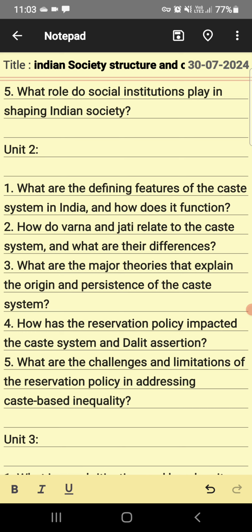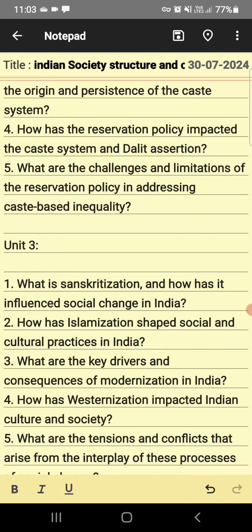Question number 4: how has the reservation policy impacted the caste system and Dalit assertion? Question number 5: what are the challenges and limitations of the reservation policy in addressing caste-based inequality?